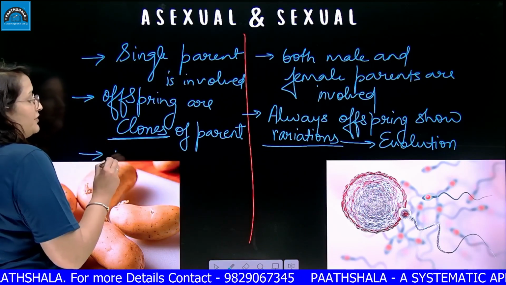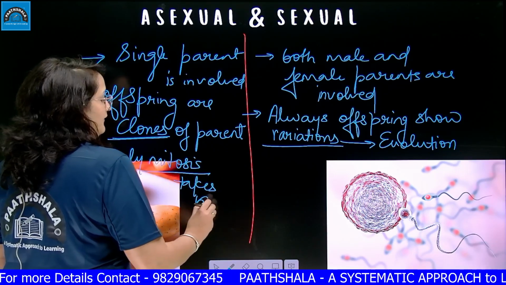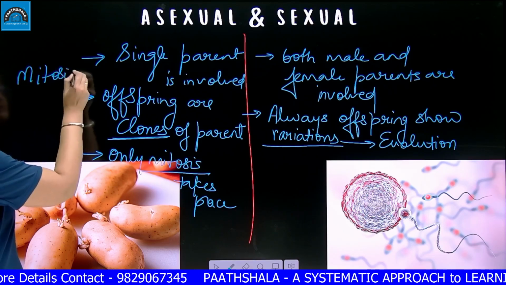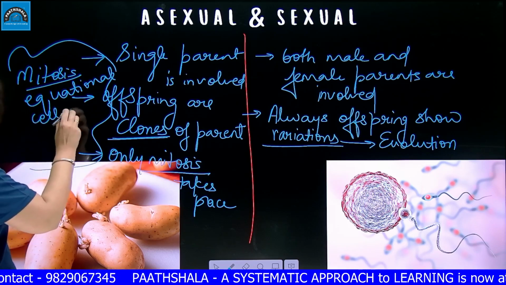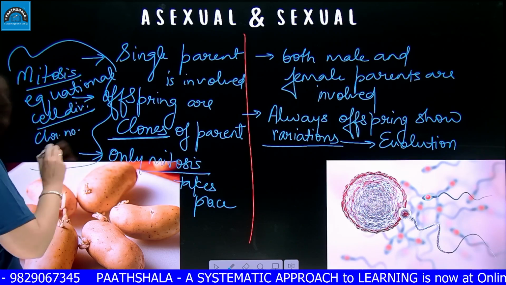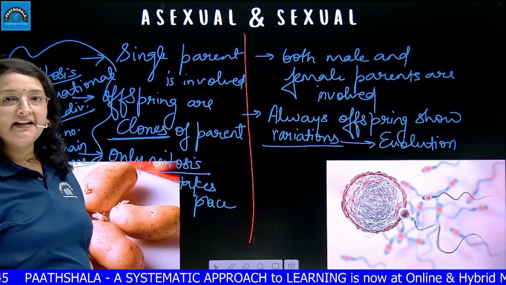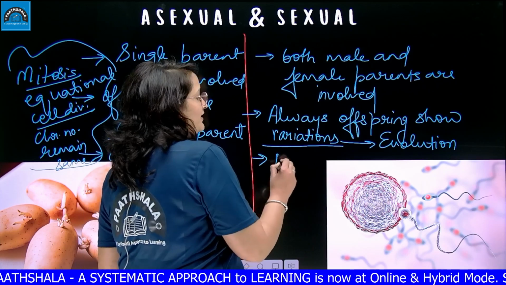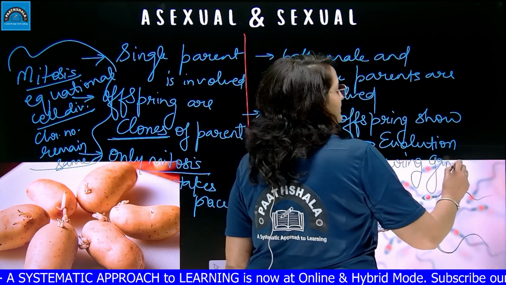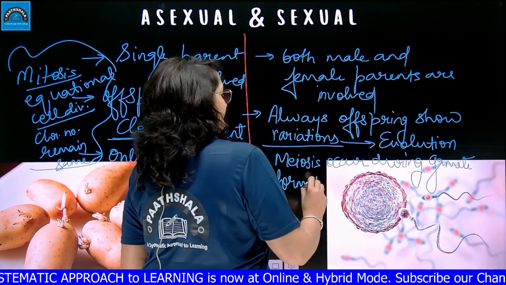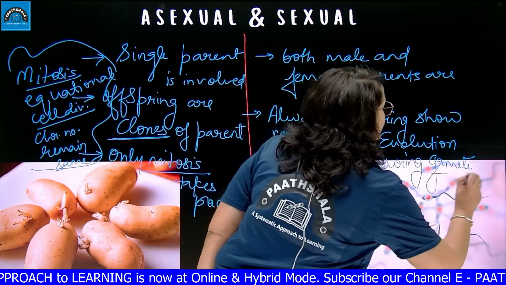In asexual reproduction, only mitosis takes place. If you remember, mitosis is known as equational cell division, where the chromosome number remains the same. So there is only mitosis in asexual reproduction, whereas in sexual reproduction, meiosis occurs during gamete formation. When does it occur? During gamete formation. Meiosis always occurs during gamete formation.